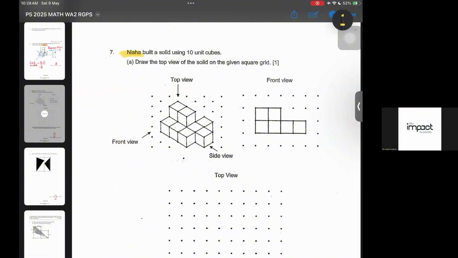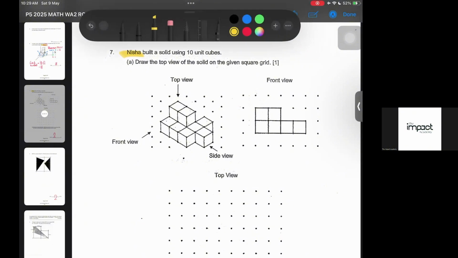Nisha built a solid using 10 unique cubes. You hear the rhythm that we read? It's not Nisha, but it's Nisha built a solid using 10 unique cubes, and draw the top view of the solid given square grid below. Now, from here, you can see that there's a top view.